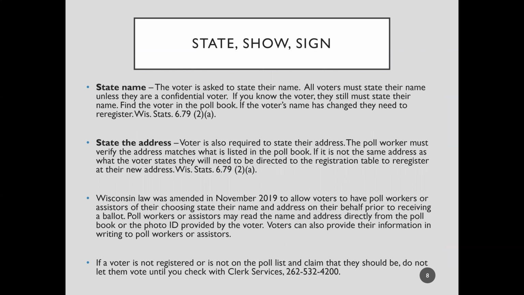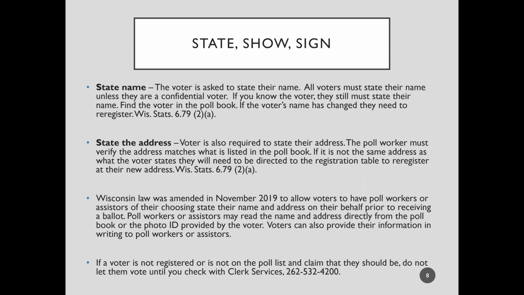The voter is asked to state their name, and all voters must state their name unless they are a confidential voter. Even if you know the voter, they still must state their name, and you must find them in the poll book. If the voter's name has changed, they will need to re-register.